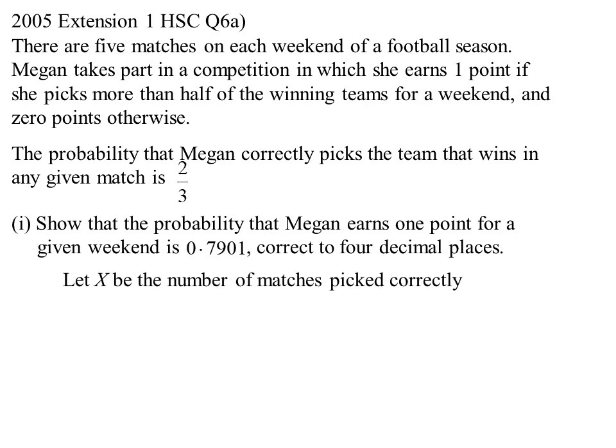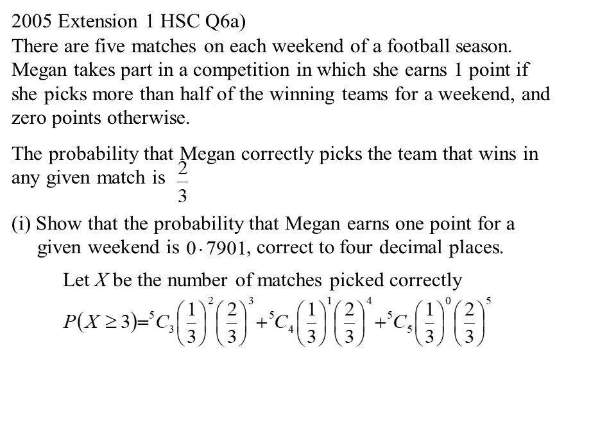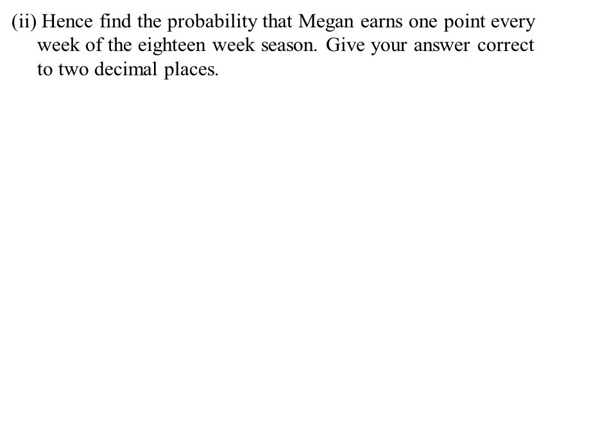Okay. So we're interested in seeing the number of matches that she picked correctly. So X is going to be the number of matches picked correctly. We want more than or equal to 3, because to get a point, she has to pick the majority of games, more than half. So 3, 4 or 5. Add those together, plug it in the calculator, and yes, we get 0.7901.